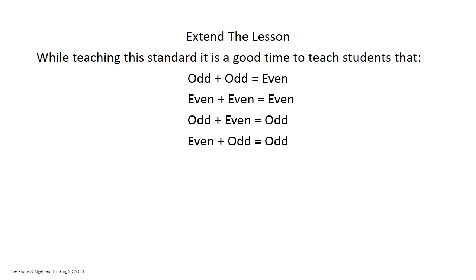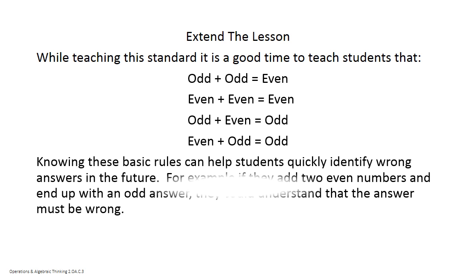Knowing these basic rules can help students quickly identify wrong answers in the future. For example, if they add two even numbers together and they end up with an odd answer, they could understand that the answer must be wrong because two evens needs to equal an even.